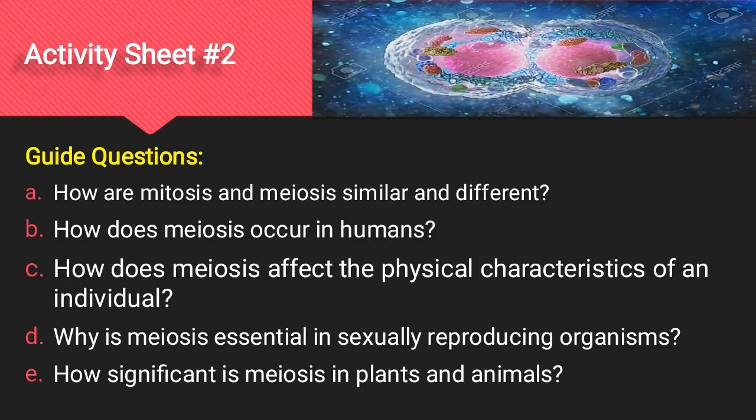For your activity sheet number 2, guide questions. How are mitosis and meiosis similar and different? How does meiosis occur in humans? How does meiosis affect the physical characteristic of an individual? Why is meiosis essential in sexually reproducing organisms? And how significant is meiosis in plants and animals?